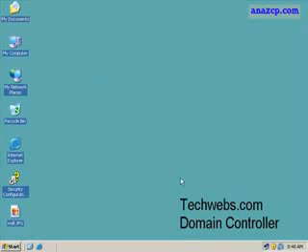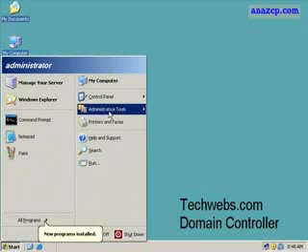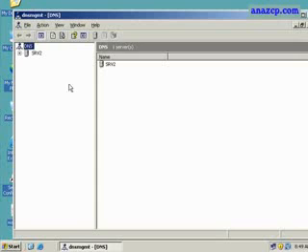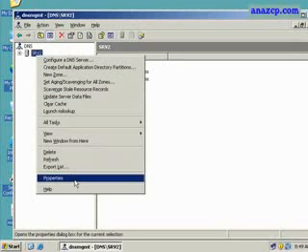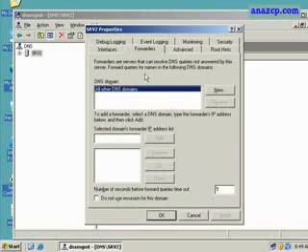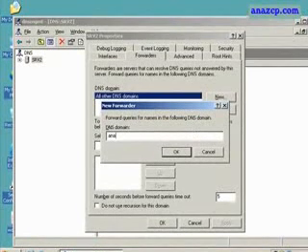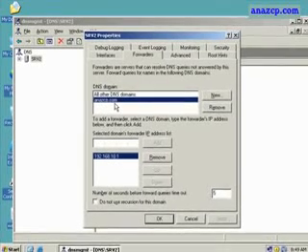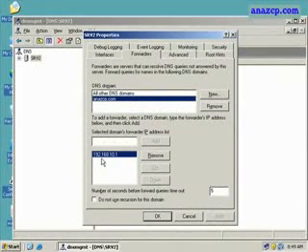Do the same thing here in techwebs.com. Point to the DNS server of the domain called nscp.com here as a forwarder. This means all the queries to nscp.com will be forwarded to this DNS server.